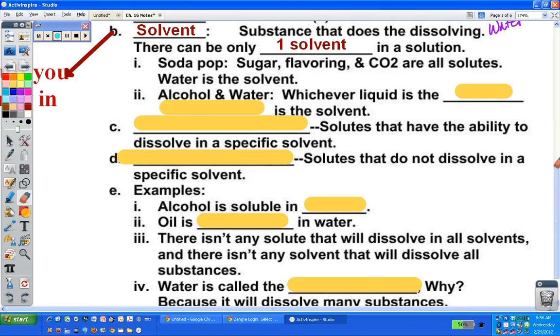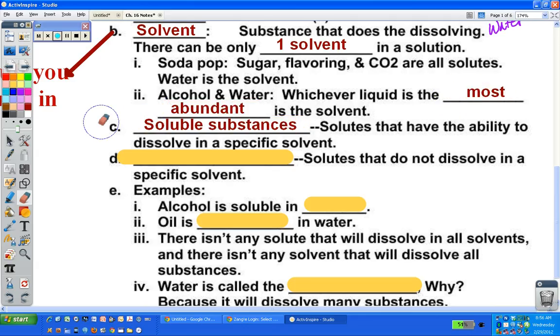Alcohol and water. They are completely miscible. We'll get there in a second. So alcohol and water can completely mix with each other in any proportion. So when you mix them together, whichever one you have the most of, that's going to be the solvent.